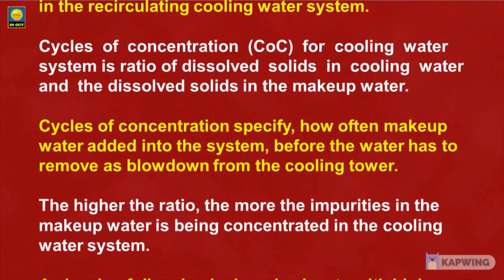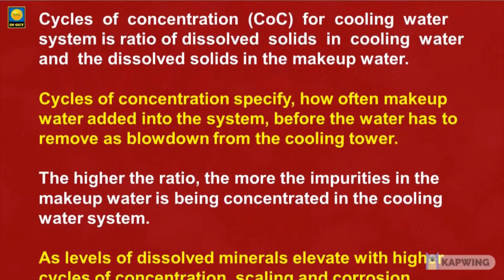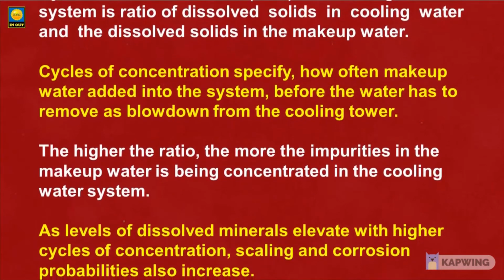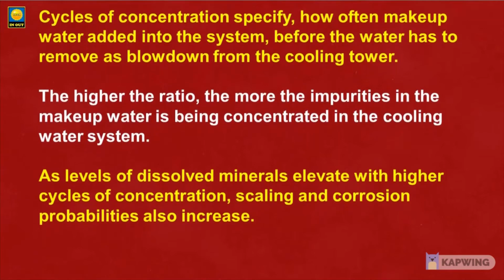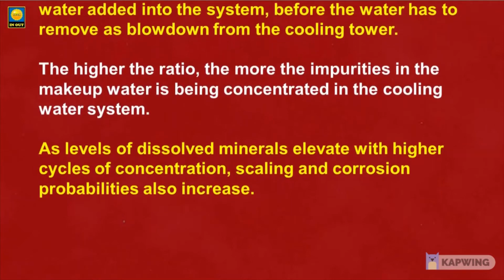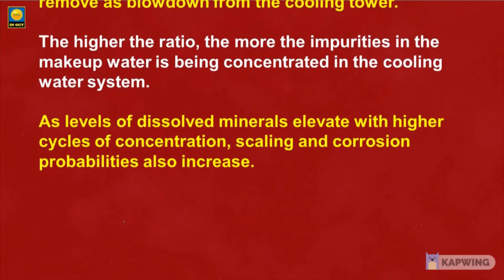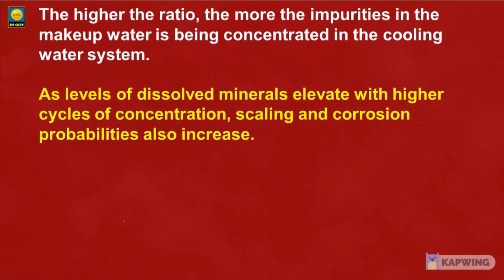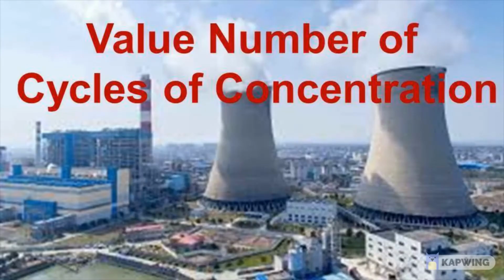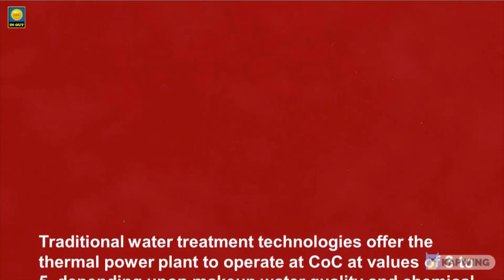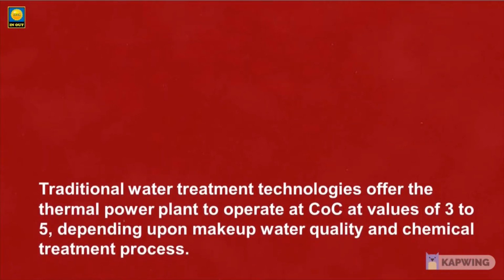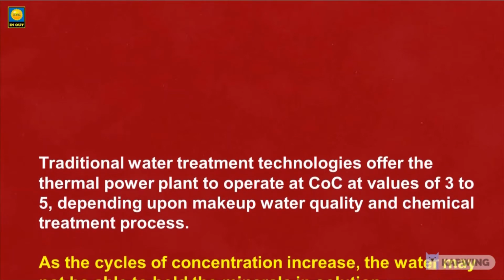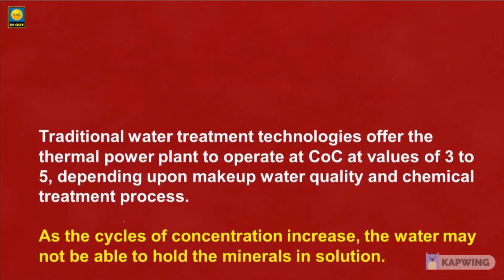The higher the ratio, the more the impurities in the makeup water is being concentrated in the cooling water system. As levels of dissolved minerals elevate with higher cycles of concentration, scaling, and corrosion probabilities also increase. Traditional water treatment technologies offer the thermal power plant to operate at cycles of concentration at values of 3 to 5, depending upon makeup water quality and chemical treatment process.